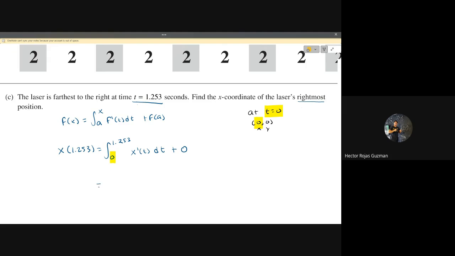Plug it into your calculator, and we get 2.932 centimeters is the position farthest to the right.